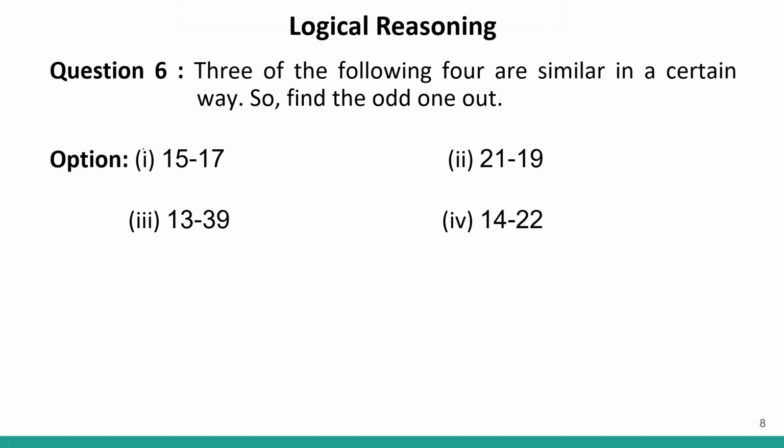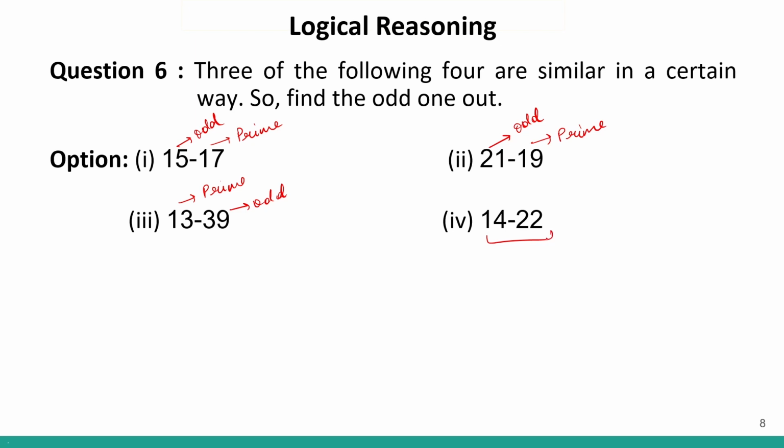Now, question number 6. We have 15 and 17. I can say this is not a prime number, but this is an odd number, and 17 is a prime number. Option number 2, we have 21 and 19. Again, I can say 21 is not prime, but it is odd, and 19 is a prime number. Correct? Over here, if I see 13 and 39, I can say 13 is a prime number and 39 is an odd number. 13 into 3 will give me 39. So definitely 39 is not a prime number. So this is a prime number. This is an odd number.